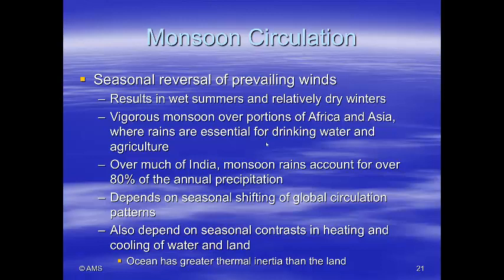So over much of India, the monsoon rains account for over 80% of the annual precipitation. And it depends on the seasonal shifting of these global circulation patterns. They also depend on seasonal contrast in heating and cooling of land and water. So don't forget the oceans have a much greater thermal inertia than the land. So it takes longer for the oceans to warm up, and once they're warm, it takes longer for them to cool off.